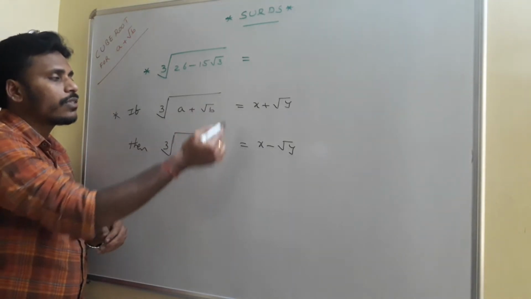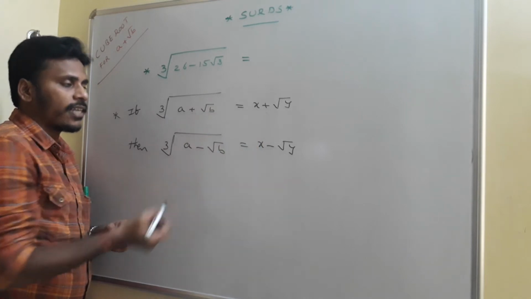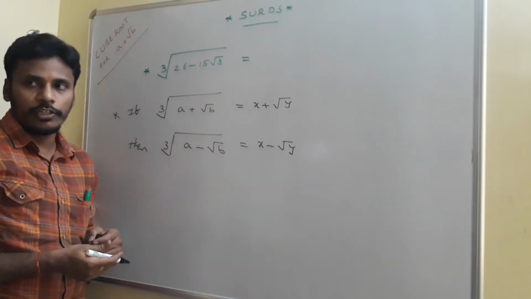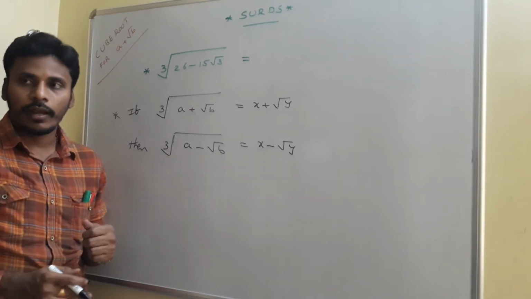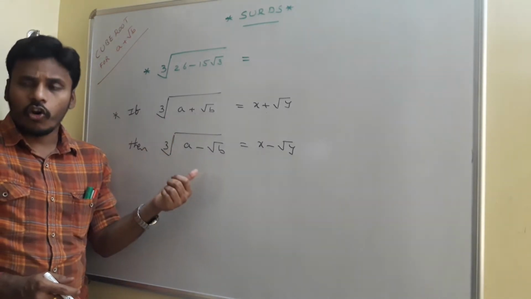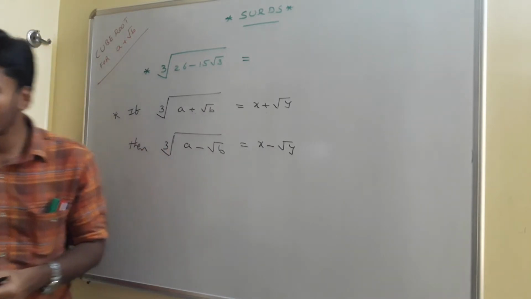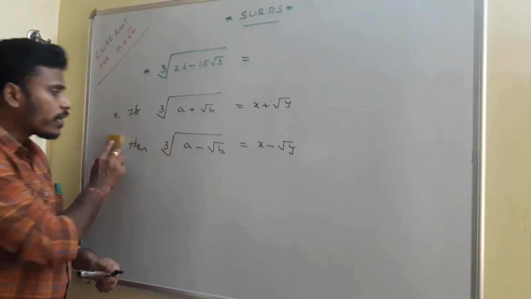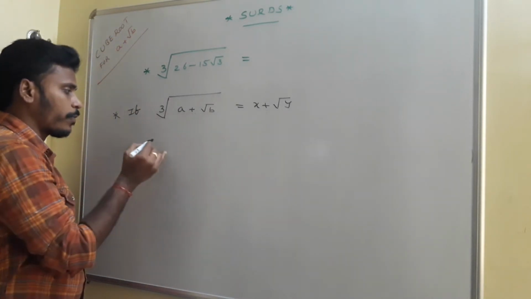You need to use this, x plus root y and x minus root y, in different situations, in different cases and for different problems, right? Is it correct or wrong? If you wish to check, go with the check. How to check? As per interest, if you wish to check, I have that cube root of a plus root b is equal to x plus root y.